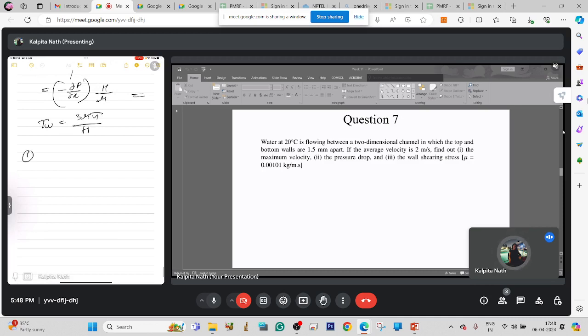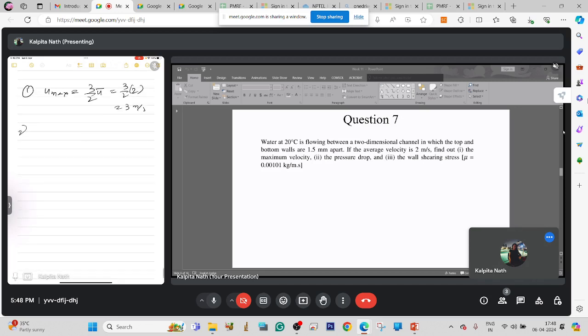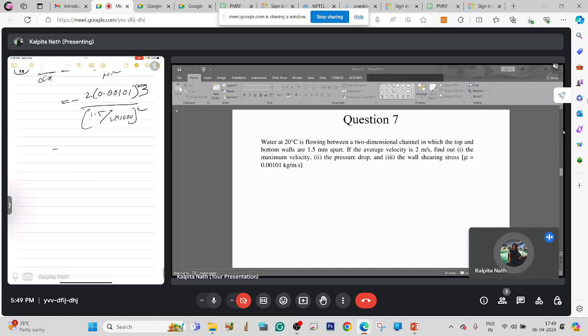Now let's solve this question. So u max we need to find out, that is 3 by 2 u bar. So 3 by 2 into 2, that is 3 meter per second. Now for part 2, the pressure drop: dp/dx is equal to minus 2 mu u max by h square. So that is minus 2 into 0.00101, whole multiplied by 3 for u max, that is 1.5, over h square, which is 2 into 1000 whole square. So this will come out to be minus 10773.33 Newton per meter cube, that is Newton per meter square per meter.